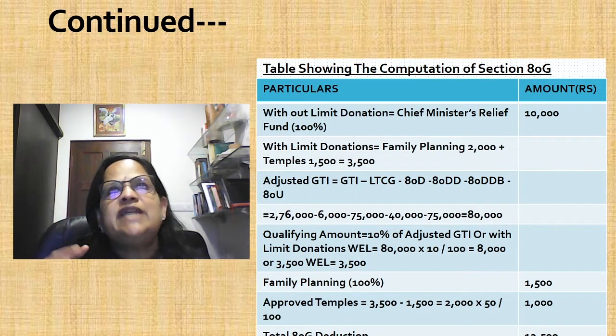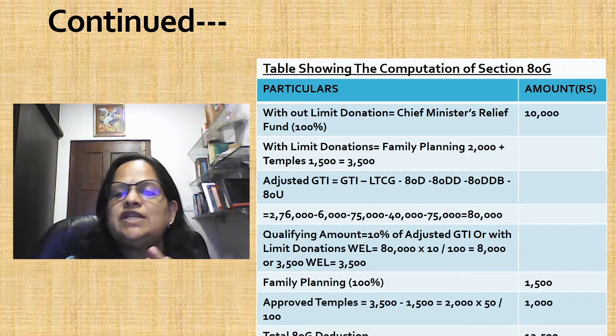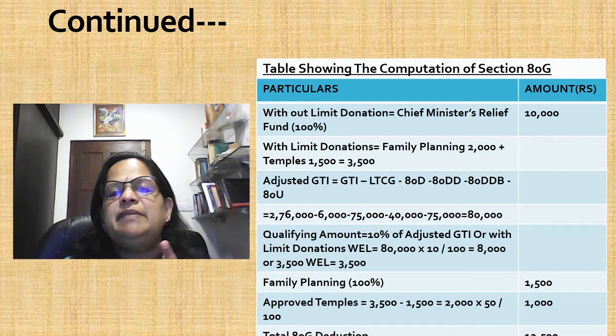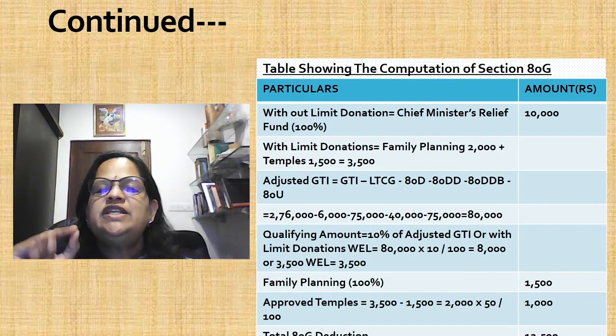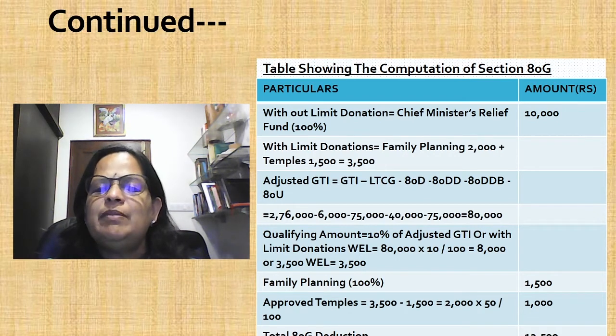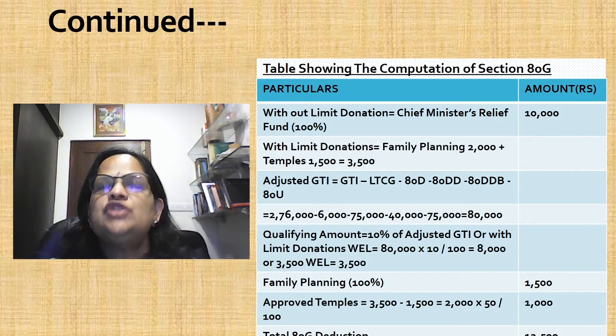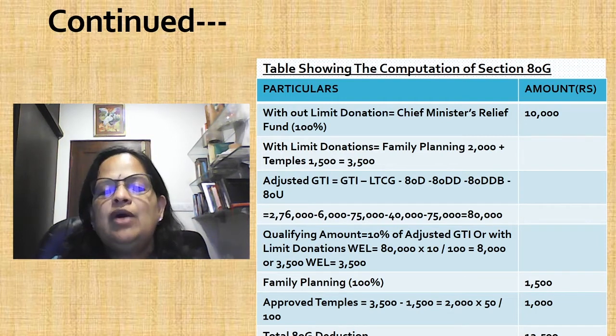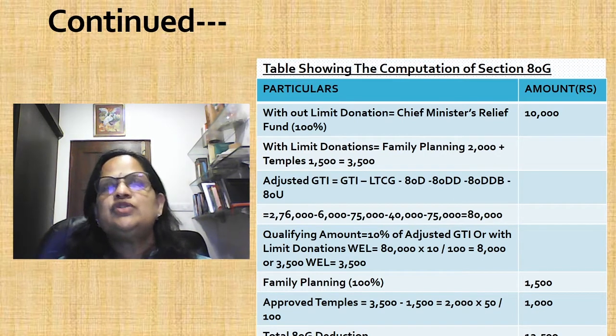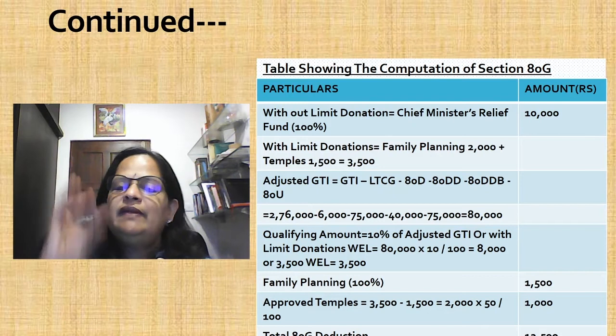Now adjusted GTI, only one GTI minus long-term capital gain minus all these sections 80D, 80DD, 80DDB and 80U. So the adjusted GTI, when you reduce 2,76,000 minus 6,000 minus 75,000 minus 40,000 minus 75,000, you will get 80,000. Now qualifying amount is 10% of adjusted GTI or with limit donation, whichever is less. So with limit donation is 3,500. So 80,000 into 10 by 100 is 8,000. Comparison is between 8,000 or 3,500. So 3,500 is the eligible amount.